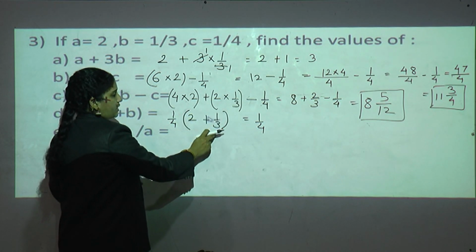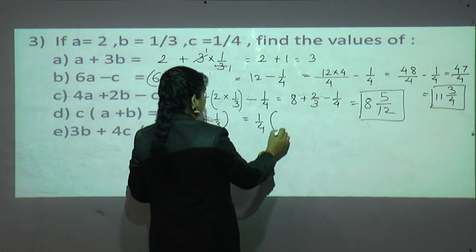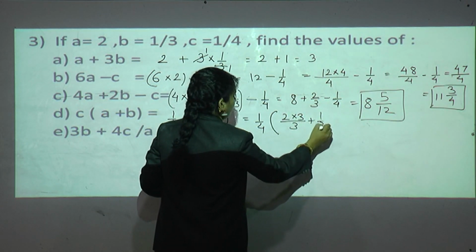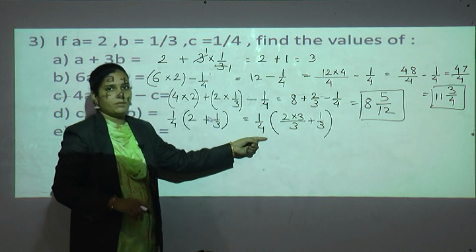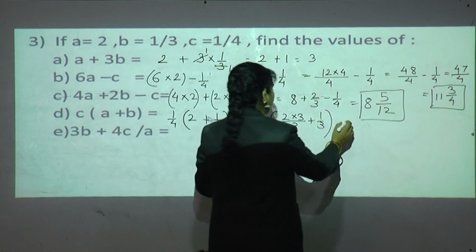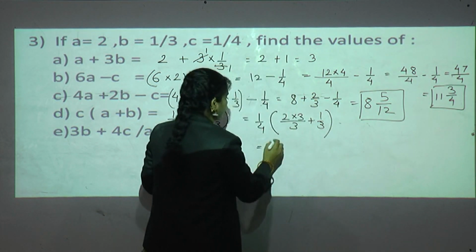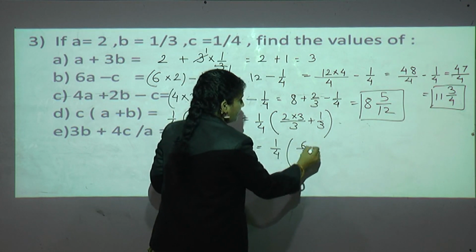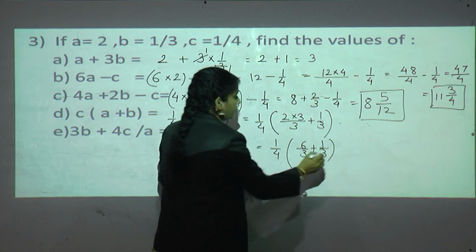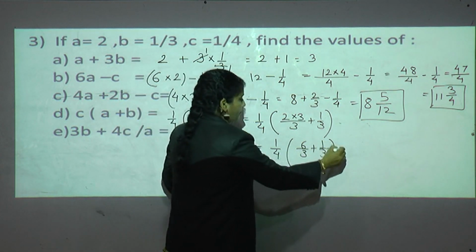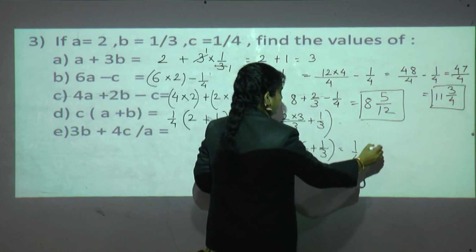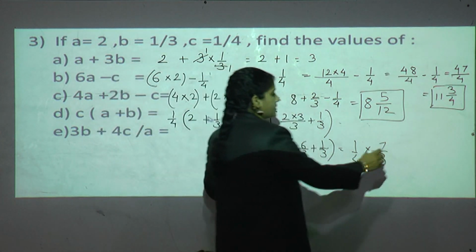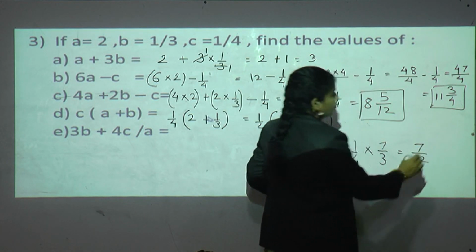Now students, here 2 plus 1 upon 3. So I can write here 2 into 3 upon 3 plus 1 upon 3, isn't it? Okay. Now here 1 upon 4, 3 into 2, 6 plus 3 plus 1 upon 3. Now do this addition. You will get 7 upon 3. Now the answer is 7 upon 12.